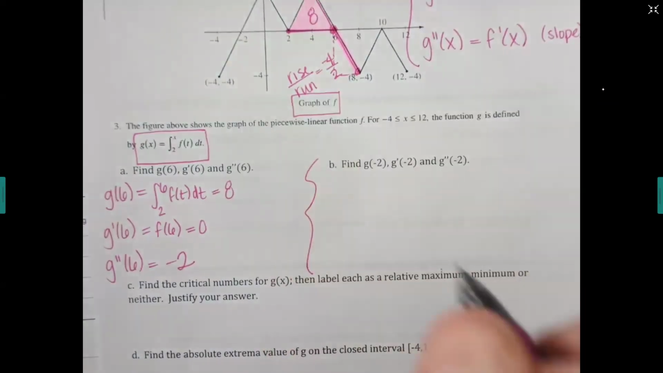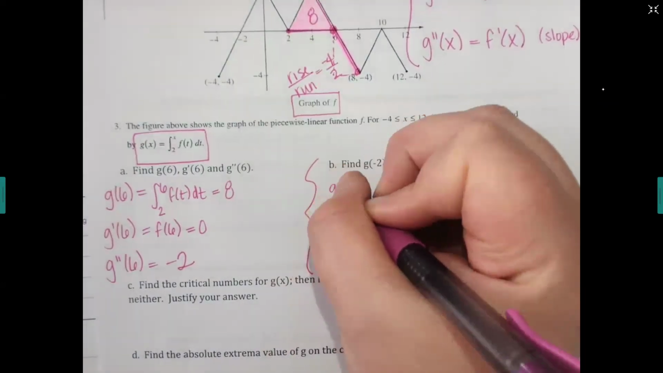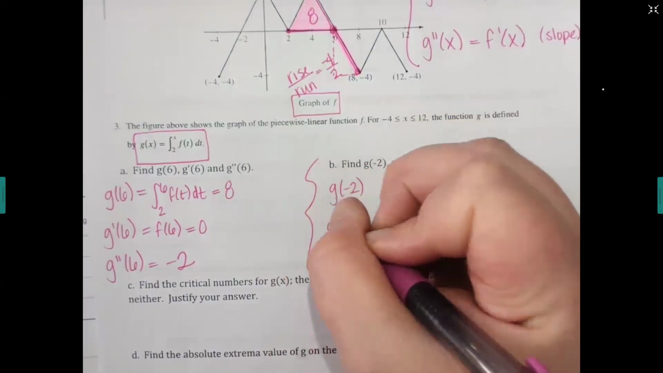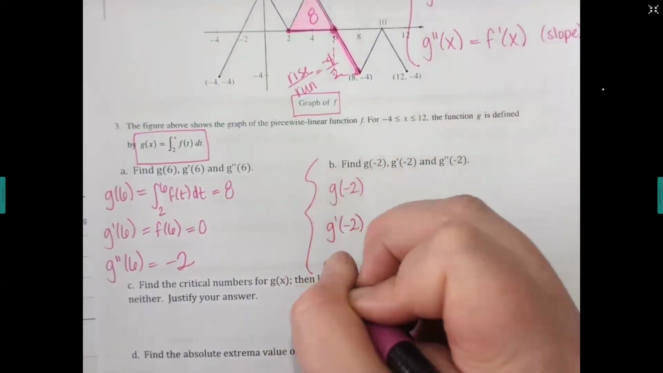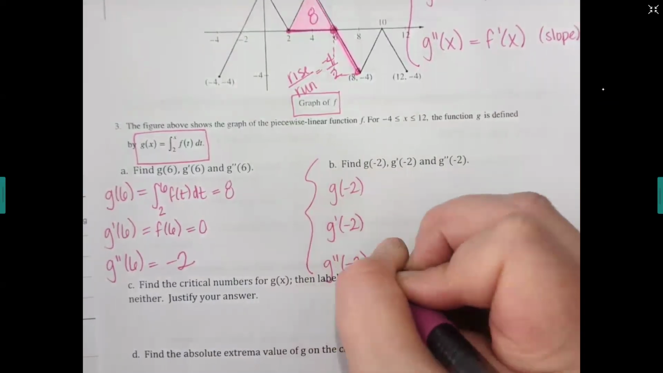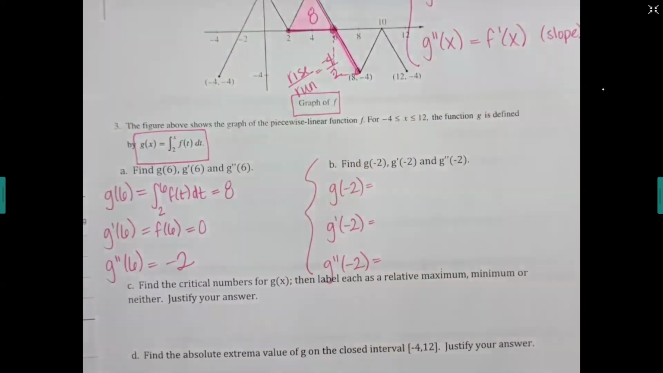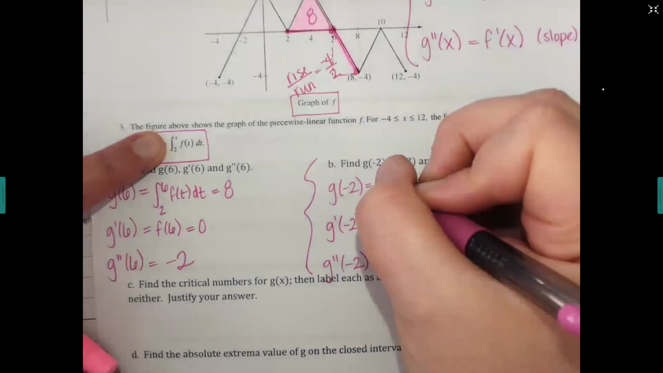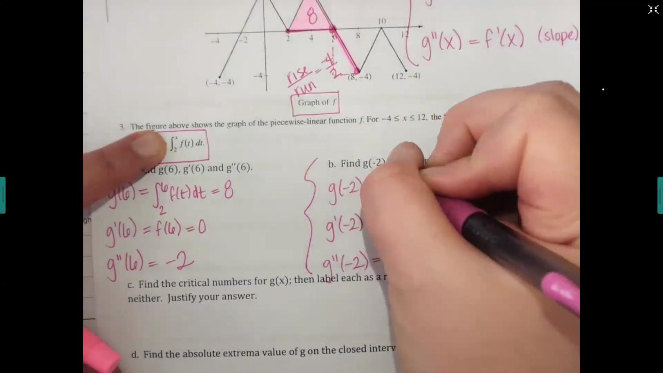So the first thing they asked me to find is g of -2, then g prime of -2, then g double prime of -2. But I have to remember that I'm not looking at g, I'm looking at f. So if they ask me for regular g, my -2 needs to go into the x position, which is the top of the integral. So it'll be 2 on the bottom, -2 on the top.